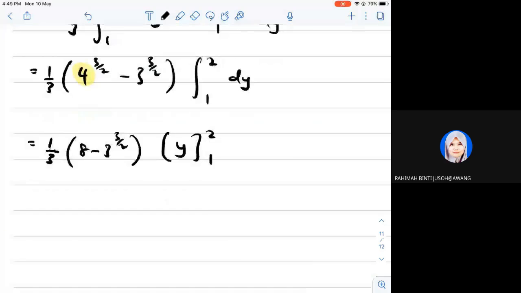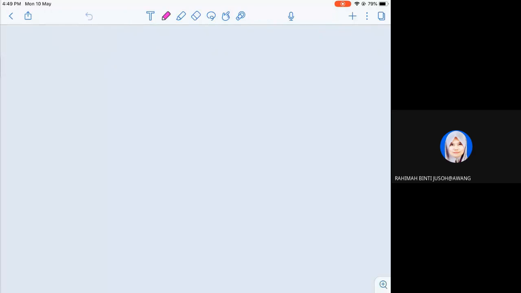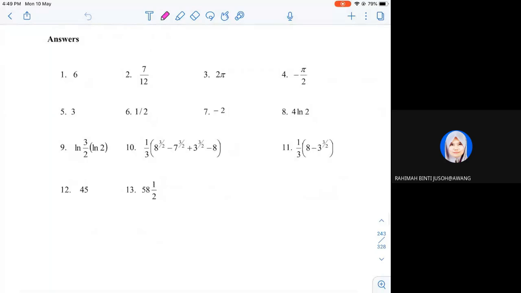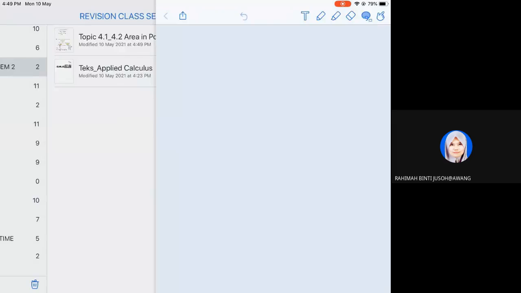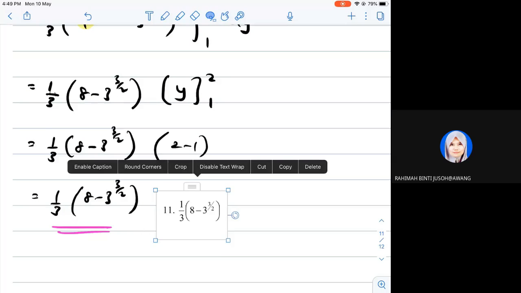2, 1. 8 tolak 3 kuasa 3/2. 2 tolak 1 jadi 1 lah. So 1/3, 8 tolak 3 kuasa 3/2. Betul ke? Sekejap saya check sekejap. Question number 11. Is it the same? Betul lah, sama je.